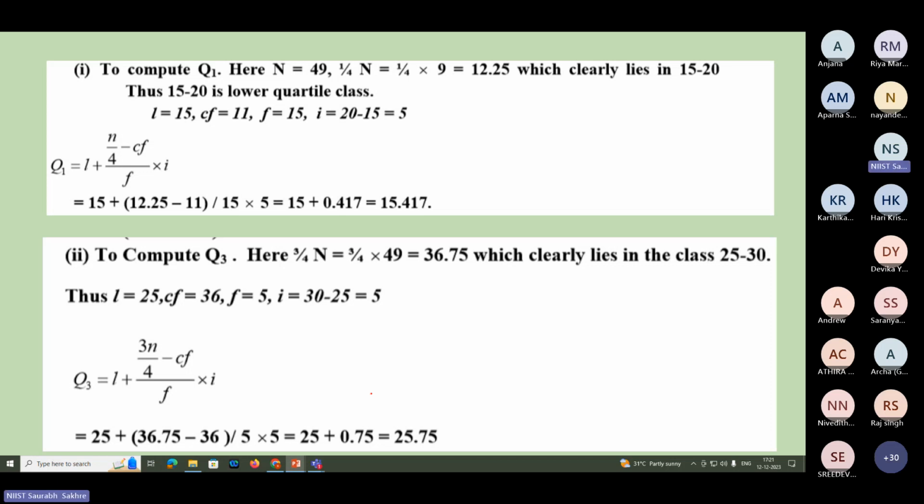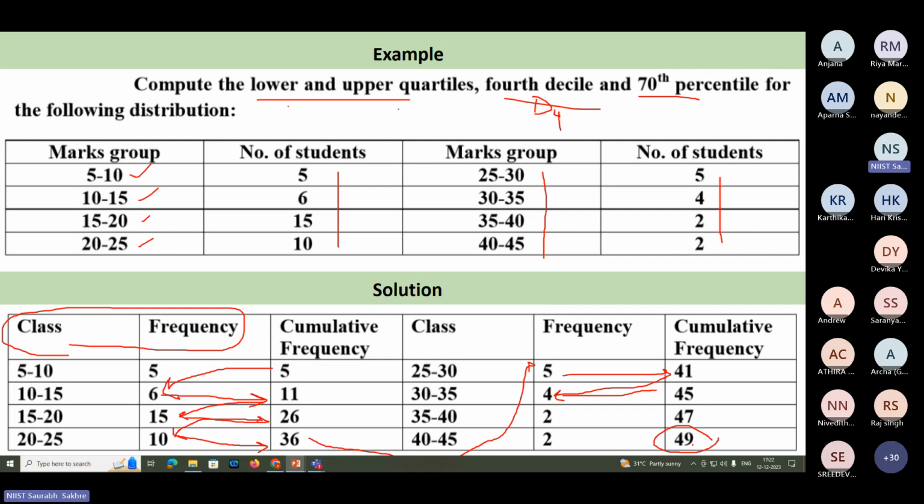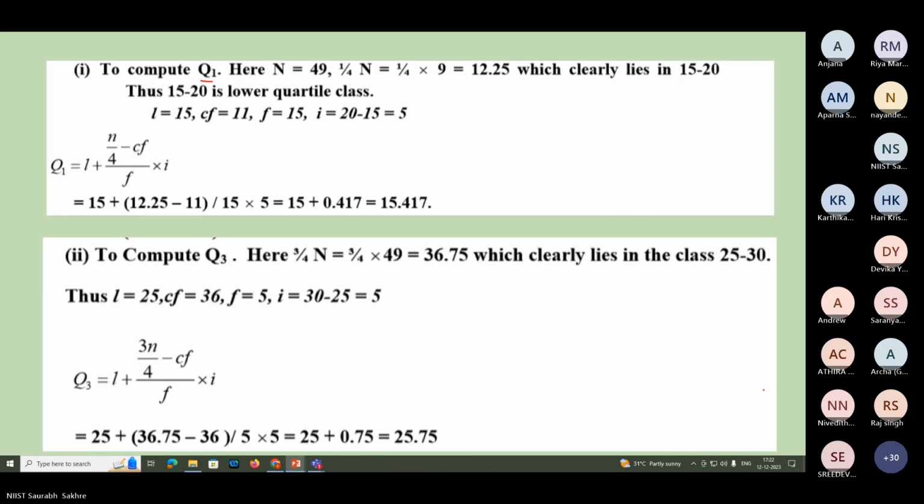First, we will compute quartile 1. Whenever we compute this, we need to see in which class it will fall. Here the total frequency is 49, so n equals 49. Since it is a quartile, we divide our data by 4. So 1 by 4 of 49, that is 49 by 4, is 12.25.